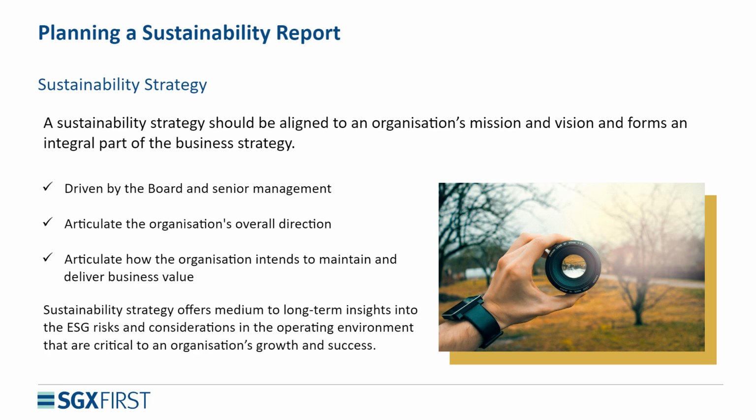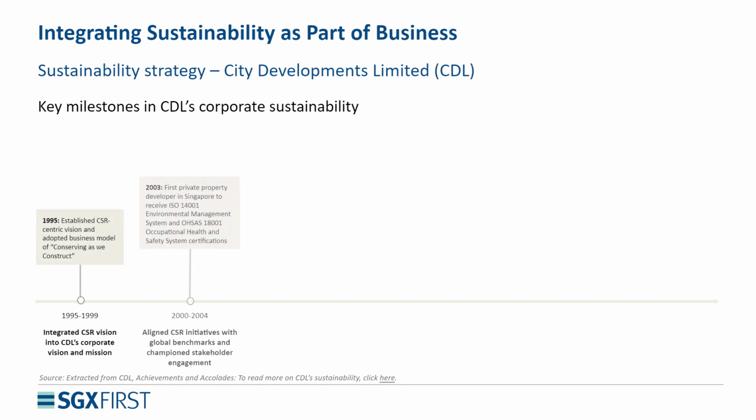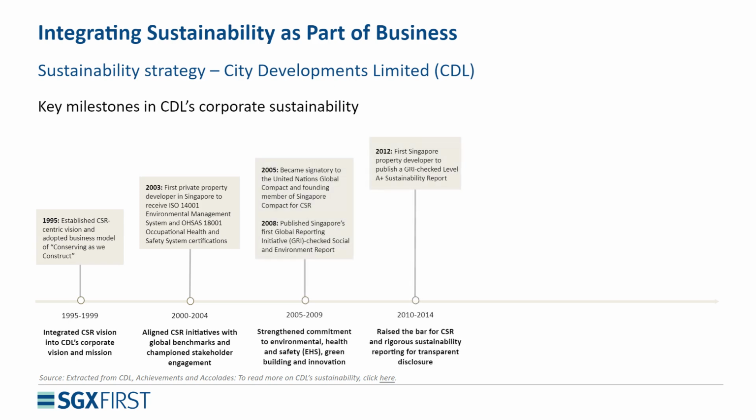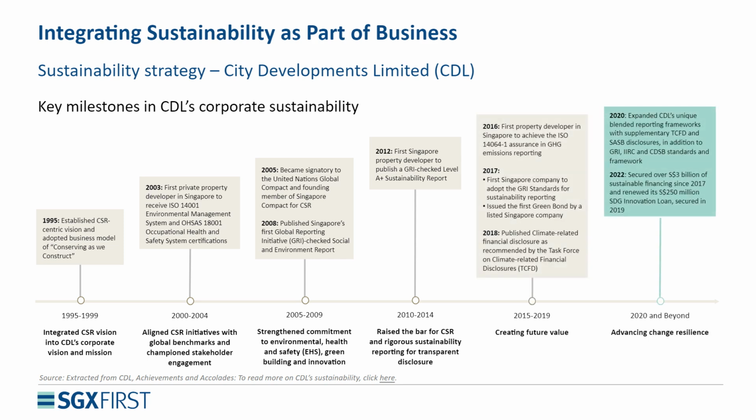City Developments Limited's corporate sustainability has evolved from a corporate social responsibility focused strategy to an integrated sustainability strategy. CDL's sustainability journey started in the 1990s when CDL placed CSR as an integral part of its vision and mission. Over the years, CDL gradually expanded their sustainability efforts beyond CSR and integrated ESG into its business strategy and operations, such as developing green buildings and implementing policies on climate change.